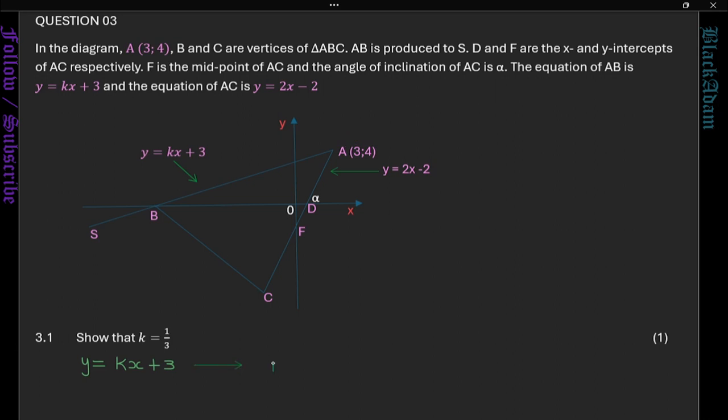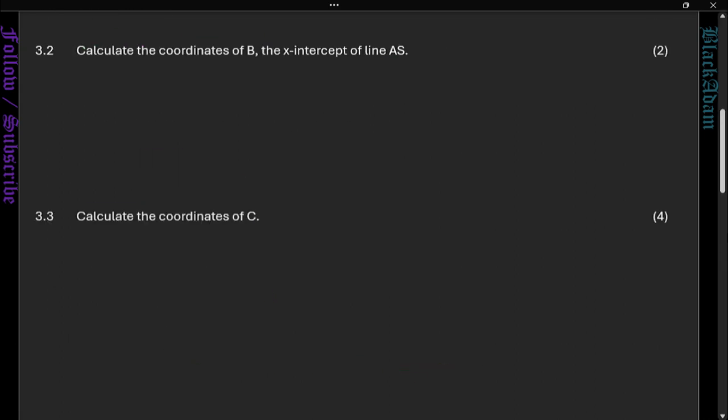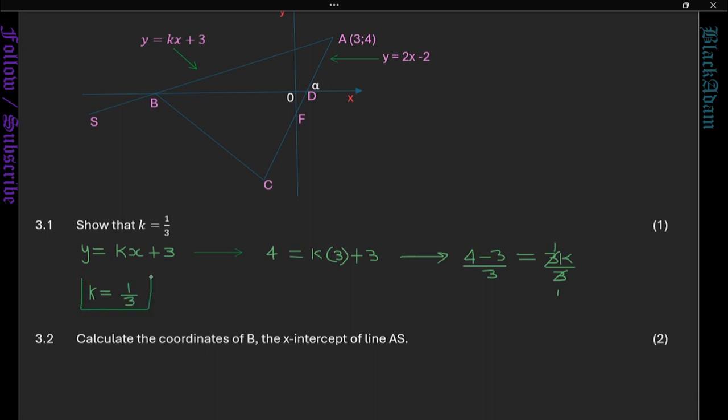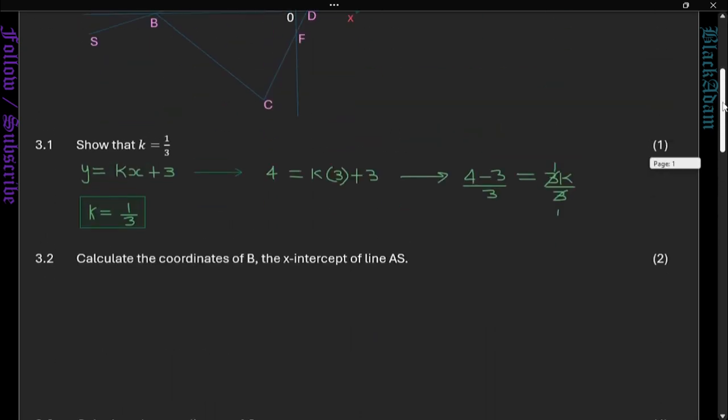So that means that we replace y with 4 from the coordinate, and then 4 is equals to k times x, which is 3, so that's going to be 3k, and then plus 3. Now solving for k, that will mean we have 4 minus 3 is equals to 3k. So dividing both sides by 3 gives us that k is 1 over 3. So that's our value for k.